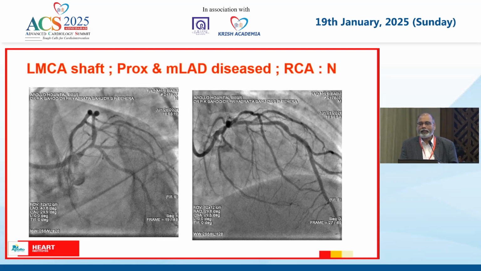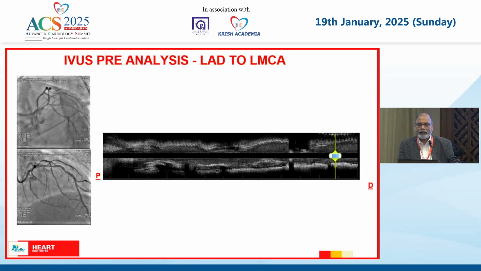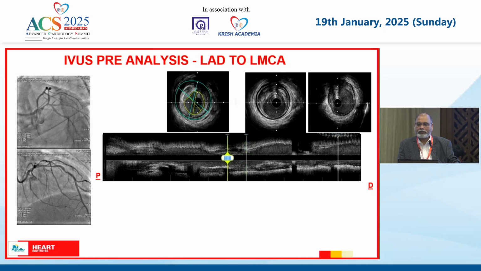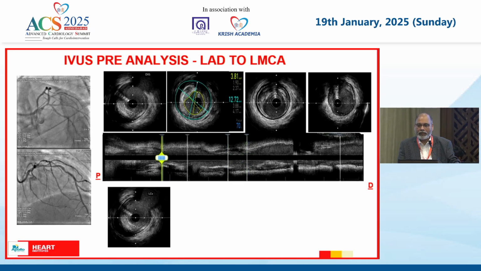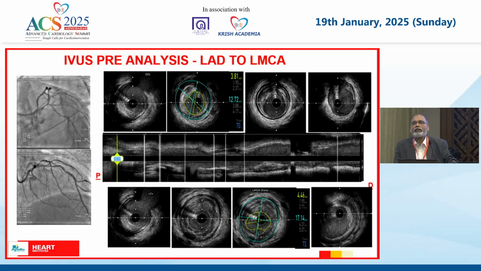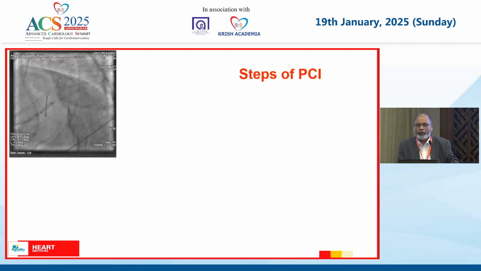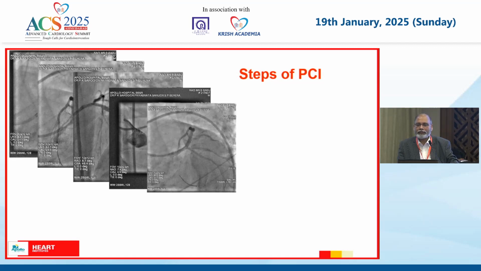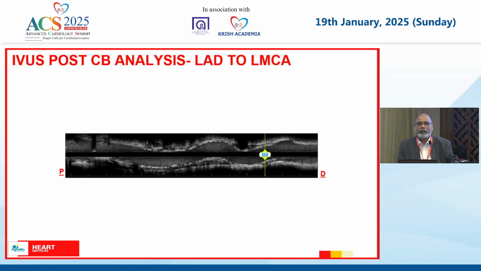But at the same time, if I show this case, this is a shaft left main with a LAD, where I went ahead with IVUS, and I saw that there was a very fibrotic plaque and the area was significantly occluded. So the next thing to be done was to go for a single stent strategy after doing a cutting balloon.